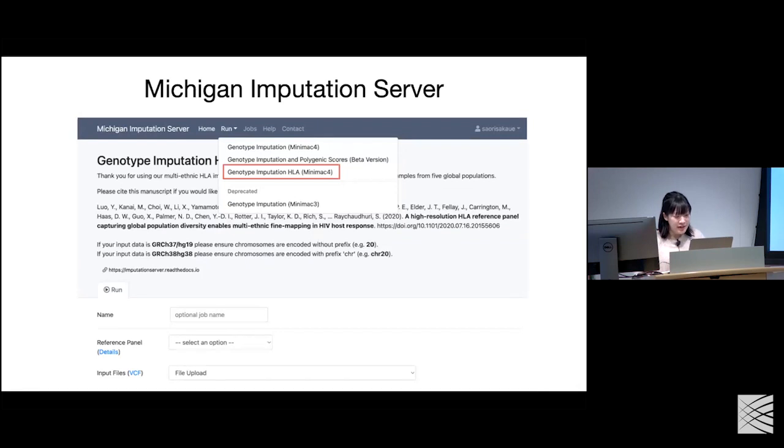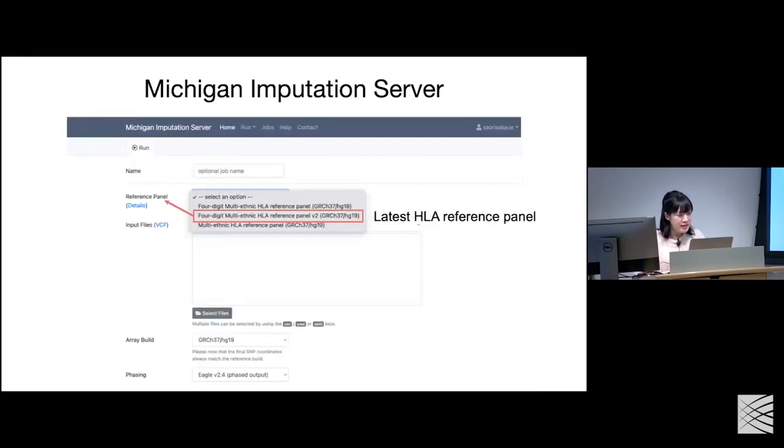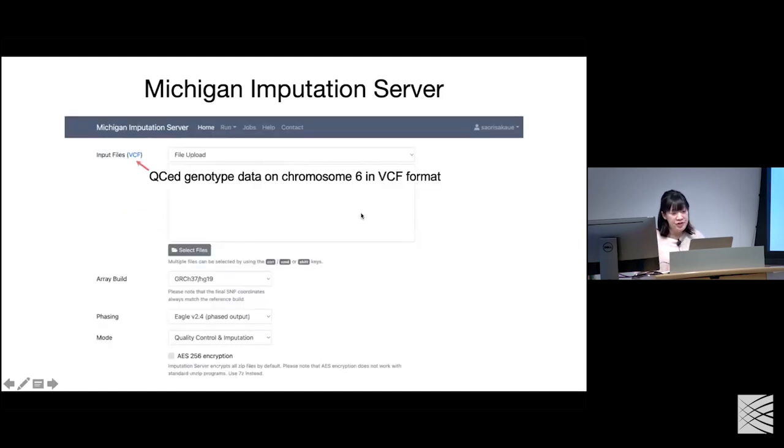Please click on the Run tab and choose the job for the genotype imputation HLA with Minimac 4. You can select the latest HLA reference panel by clicking the 4-digit multi-ethnic HLA reference panel version 2. Then all you have to do is to just upload the post-QC genotype of your cohort on chromosome 6 in the VCF format. You will be notified once the imputation is completed.